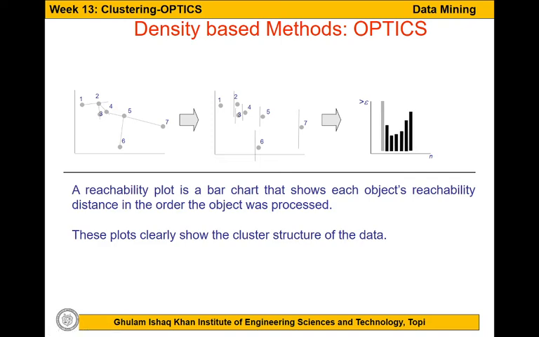Now once this is done, we need to plot a graph. Visually it resembles a histogram, but actually it's not a histogram. This particular graph is called the reachability plot. A reachability plot is a bar chart that shows each object's reachability distance in the order the objects were processed.